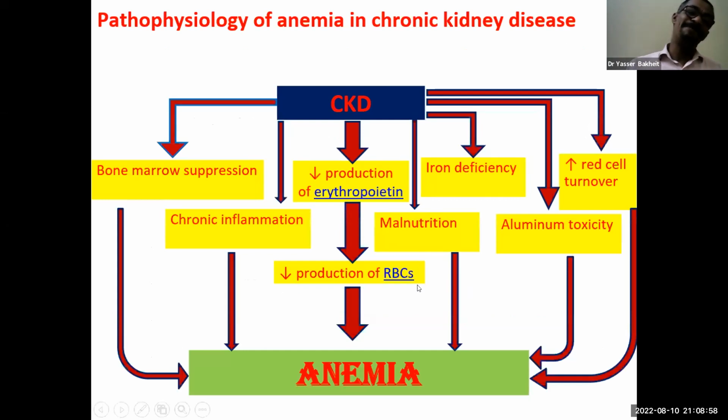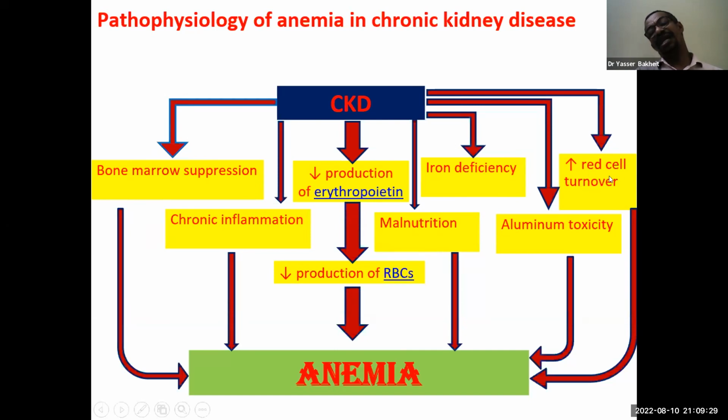The other pathophysiology in kidney disease is anemia. The main cause of the anemia is reduced production of erythropoietin. When erythropoietin production is reduced, the bone marrow is suppressed and the production of RBCs falls, causing anemia. There are other causes, like iron deficiency due to anorexia and loss of appetite, and decreased absorption of iron in the gut.